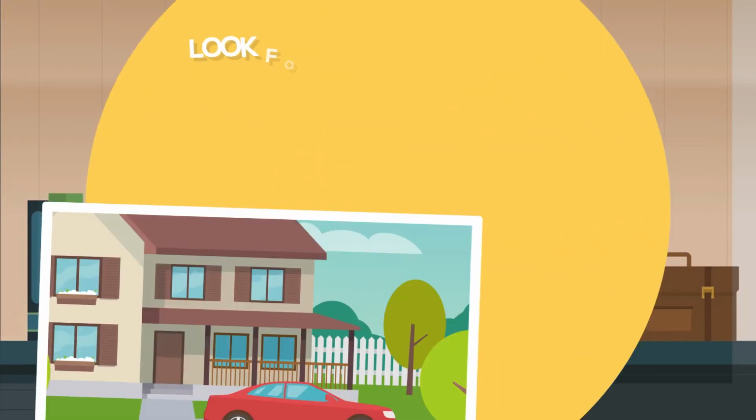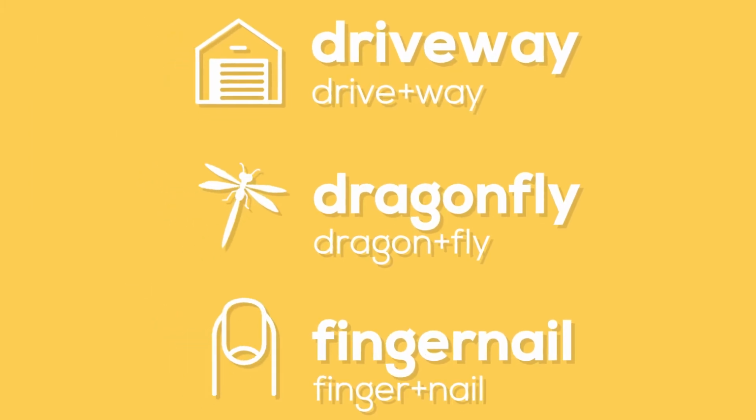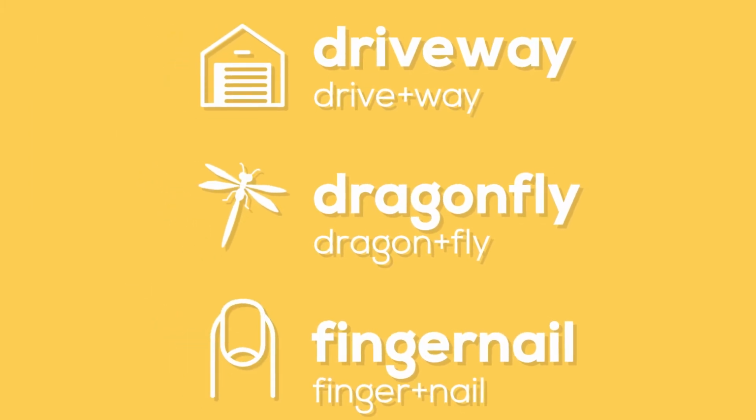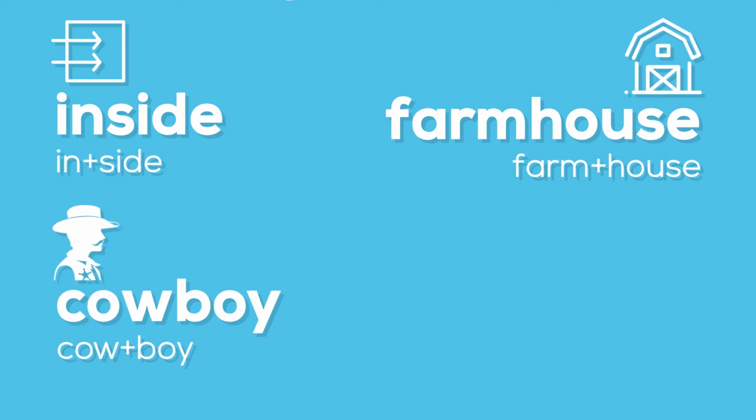Sentence number 2. As I walked down the driveway, a dragonfly landed on my fingernail. Are there compound words in the sentence? Yes, these are driveway, dragonfly, and fingernail. Sentence number 3. Inside the farmhouse, the cowboy ate a cupcake. You're right! There are 4 compound words: inside, farmhouse, cowboy, and cupcake.